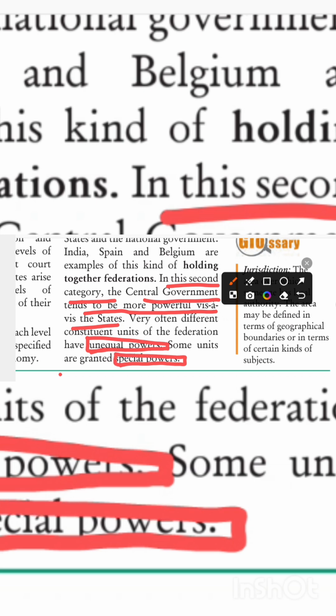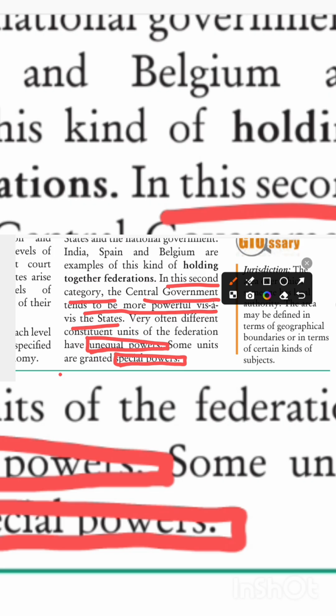For example, some of the states of India have been given special power, like Nagaland, Meghalaya, Assam. But earlier Jammu and Kashmir had been given special provision. It has been removed. In Article 370 it was mentioned, but now that has been deleted from our constitution. It has been ended.